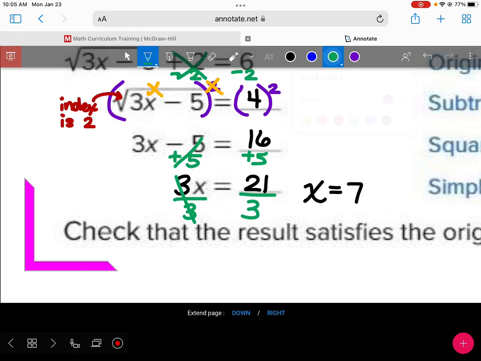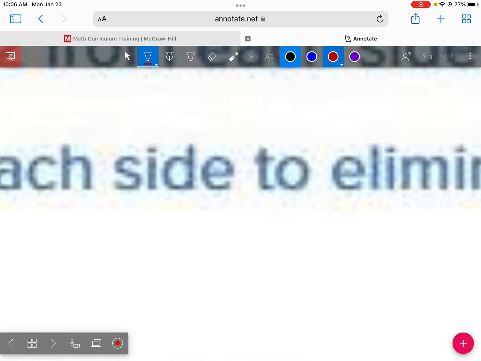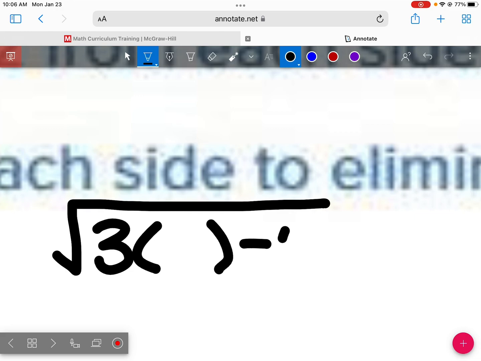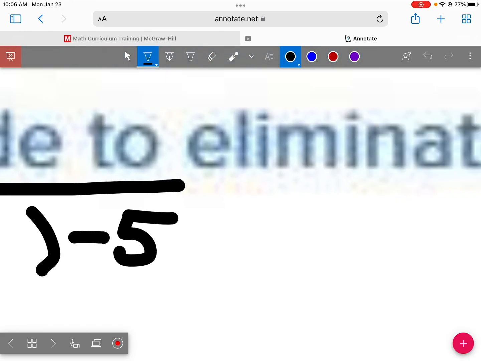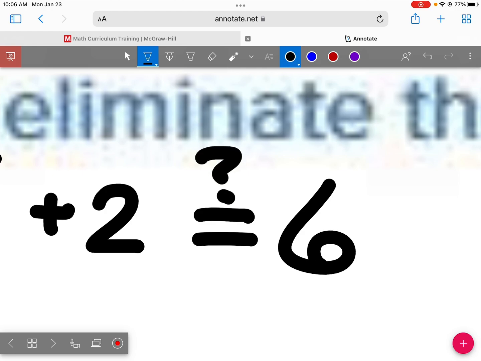Last thing we always have to do here is to check our final answer. So before I put a box around it and call it done, we're going to check that that actually works. So I'm going to go all the way back to my original equation. This was square root of 3x minus 5 under the radical, and then plus 2. If we did this right, it should equal 6, but I don't know if that's going to work yet, so I'm putting a question mark above my equal sign.